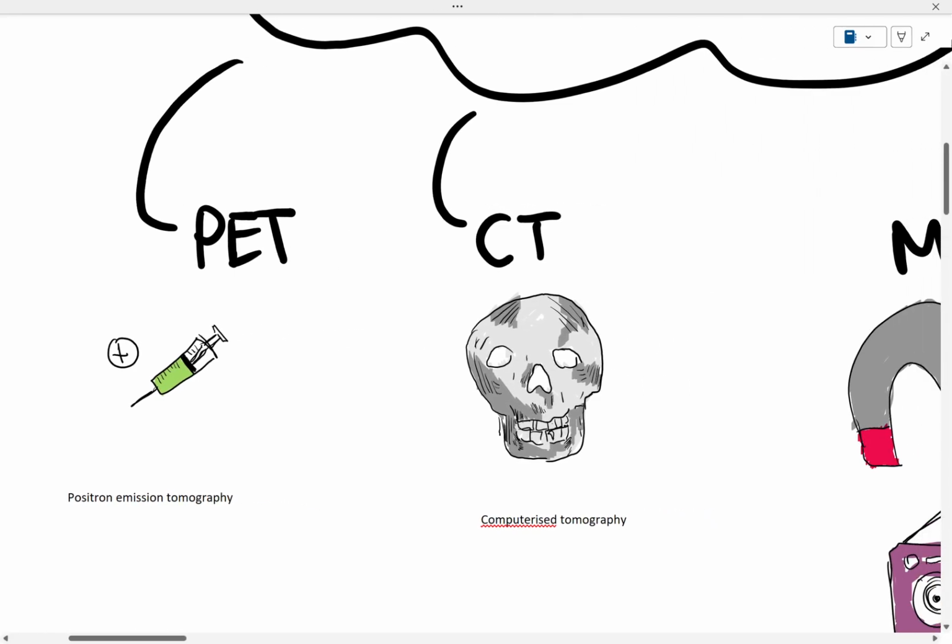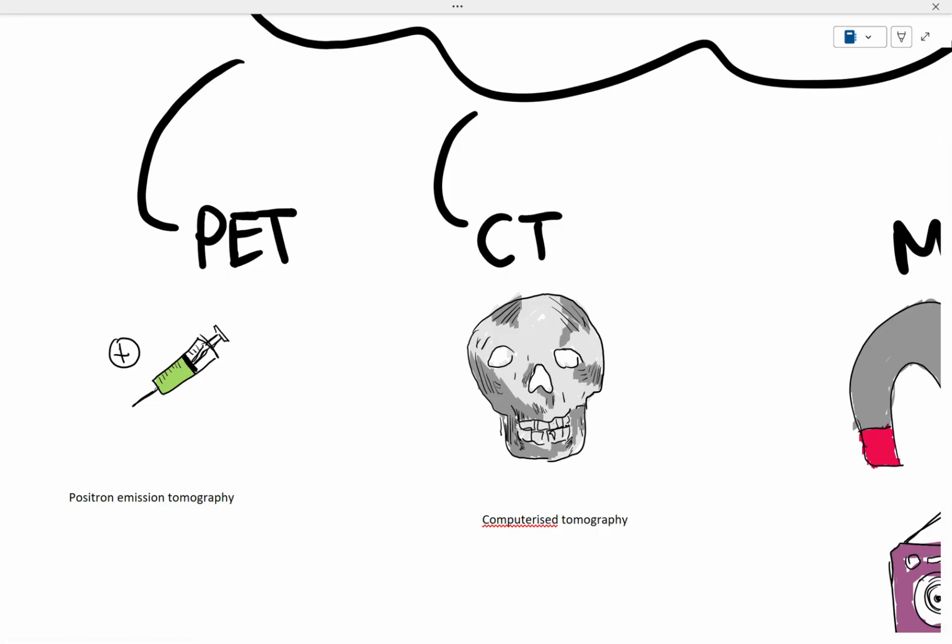Next is CT. Computerized tomography is, think of it like an advanced X-ray, okay? This X-ray just comes from all angles and can create a 3D model of the brain, but this one can't see the activities of the brain, so it's just a still picture. It is useful for observing physical injuries to the brain, though.